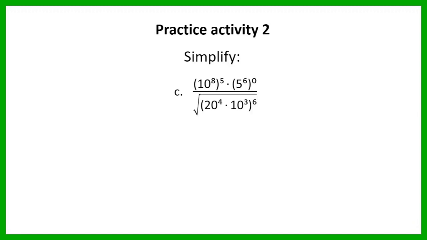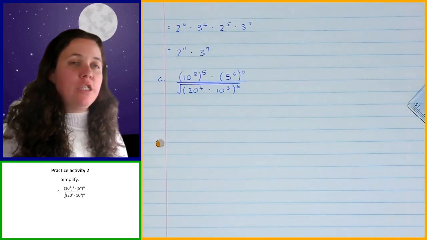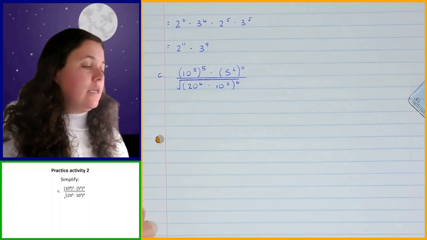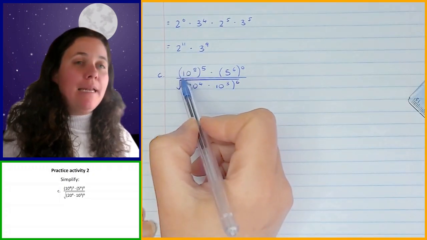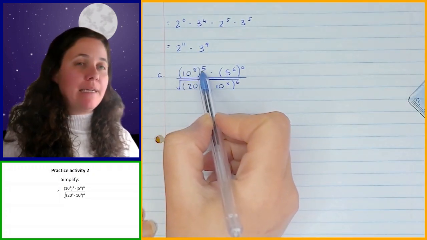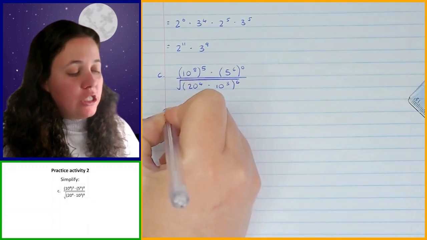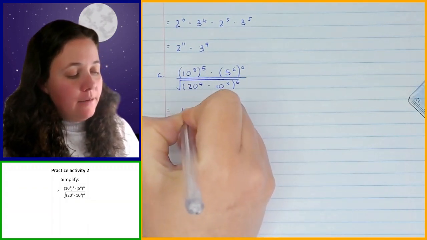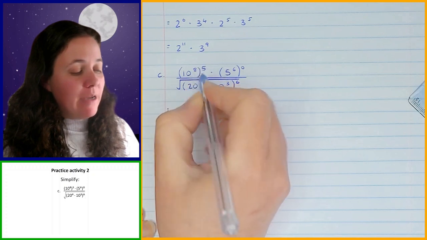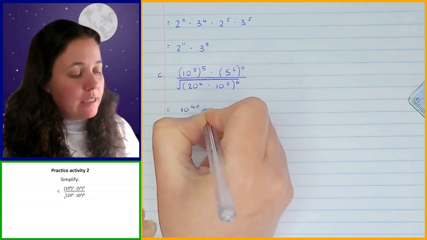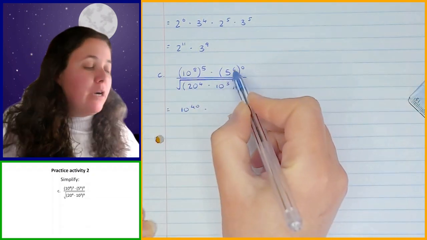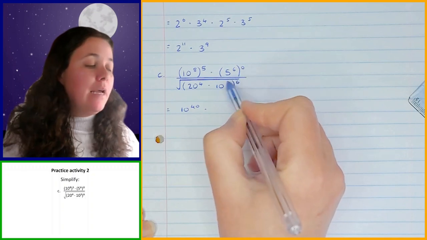Okay, so let's go through that example. In question C here, we had at the top 10 to the power of 8 in brackets to the power of 5. So I'm going to change that to 10 to the power of 5 times 8, which is 40, times 5 to the power of 6 in brackets to the power of 0, which is 1.